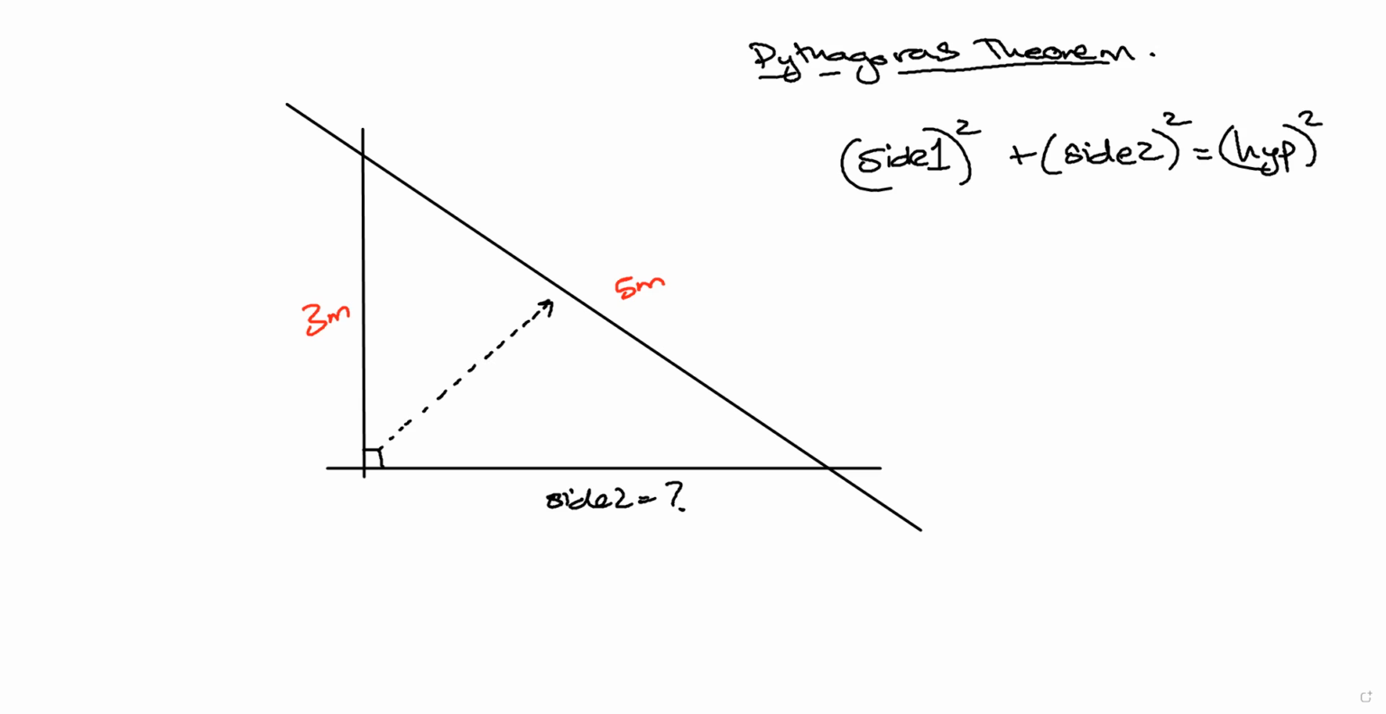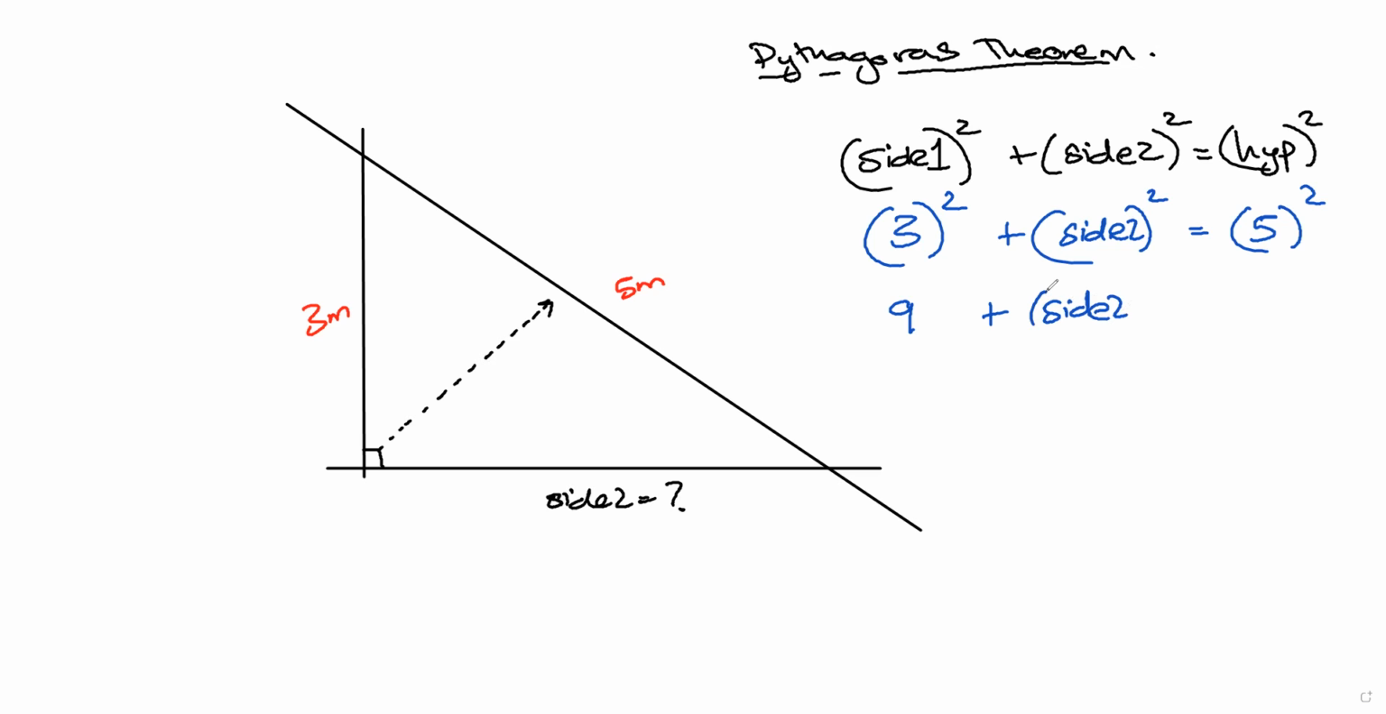Let's go and substitute it into the formula. And the formula says side 1 squared plus side 2 squared equals hypotenuse squared. So remember, this is side 1 squared, so 3 squared. Side 2 squared stays there. And my hypotenuse squared is 5 squared. Now I'm dealing with an equation. So I've got 9 plus side 2 squared equals 25.